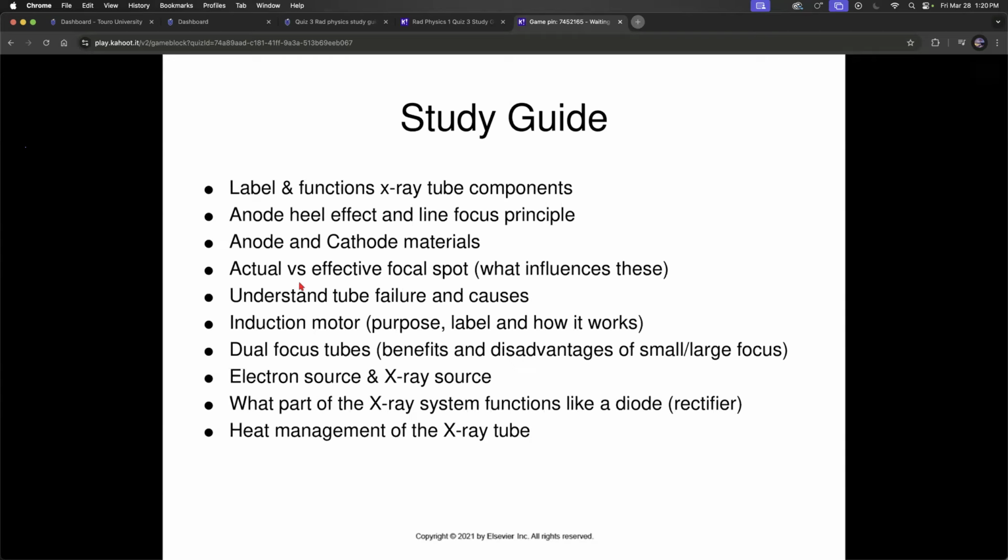Just be careful, keep it as simple as possible. Which part of the X-ray tube is where X-ray photons are created? From the anode. There you go. X-ray source. That's the same question, said a different way.